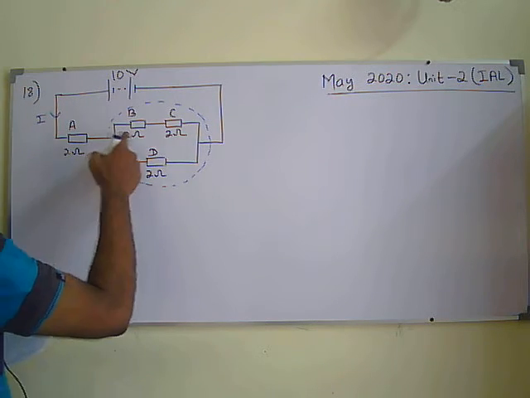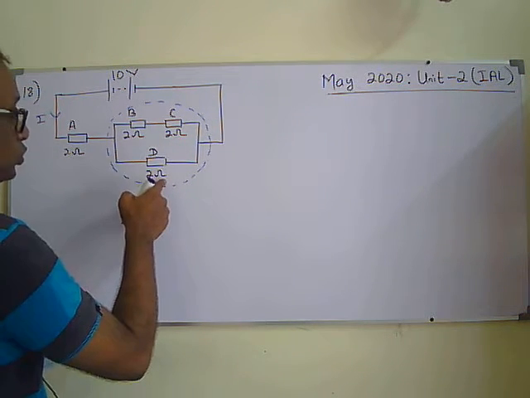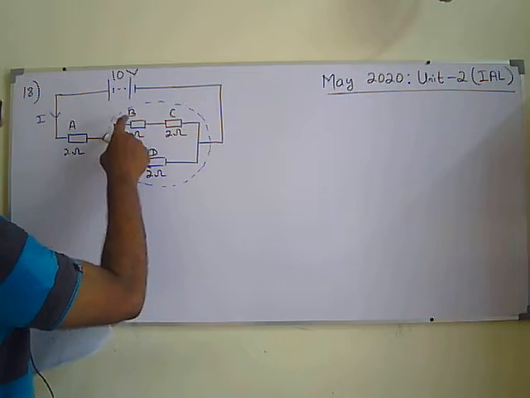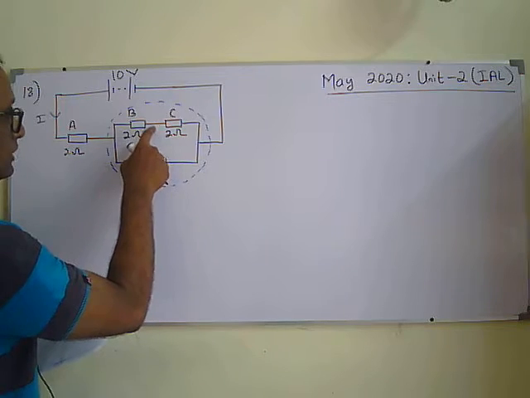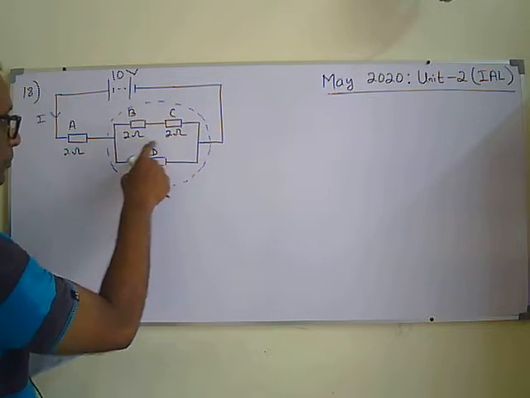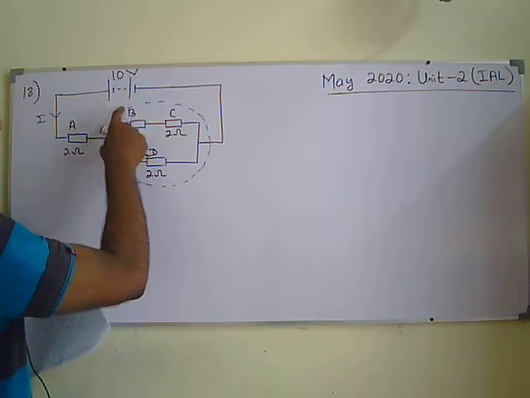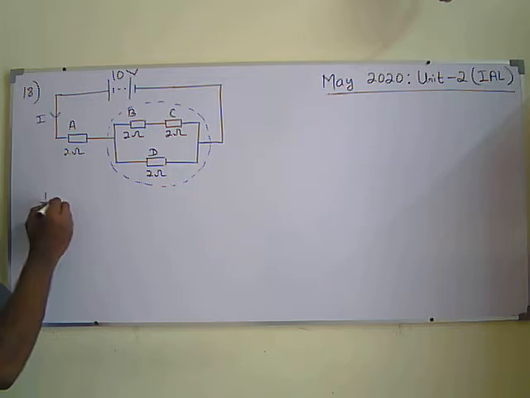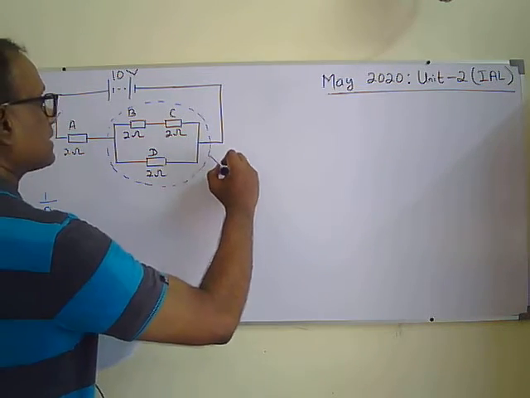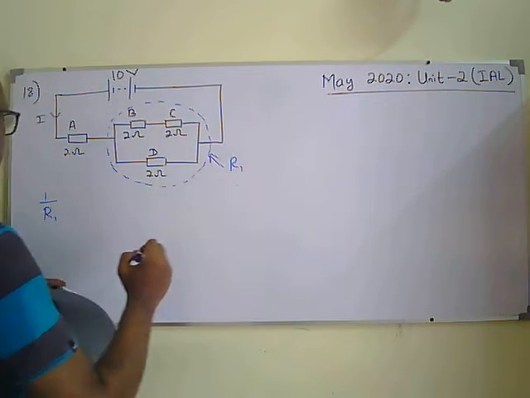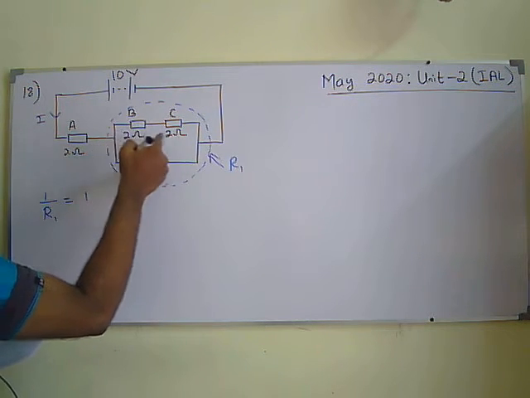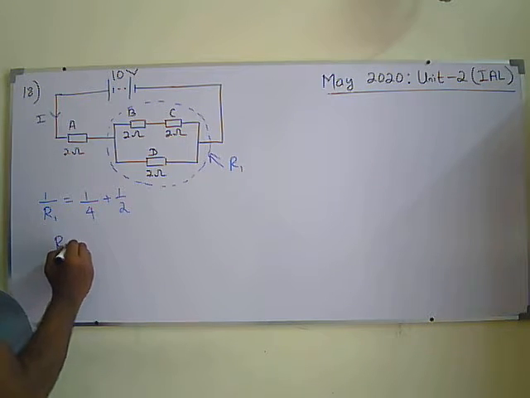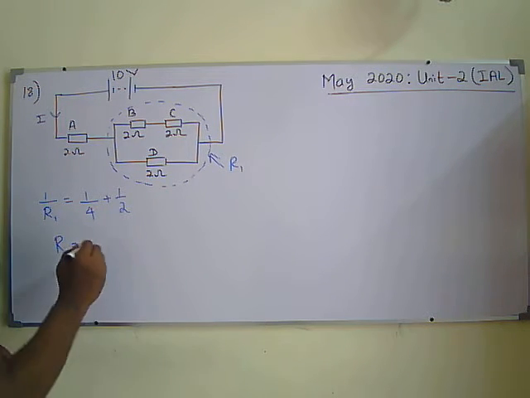Okay, so these two are in series, so 4 ohms. This 2 ohm resistor is in parallel with this combination, because these two are connected next to next with no junction, so they are in series. So I can call this equivalent resistance R1. 1 over R1 is equal to 1 over 4, because 2 plus 2 is 4, plus 1 over 2. You find R1 is going to be 4 by 3 ohms.